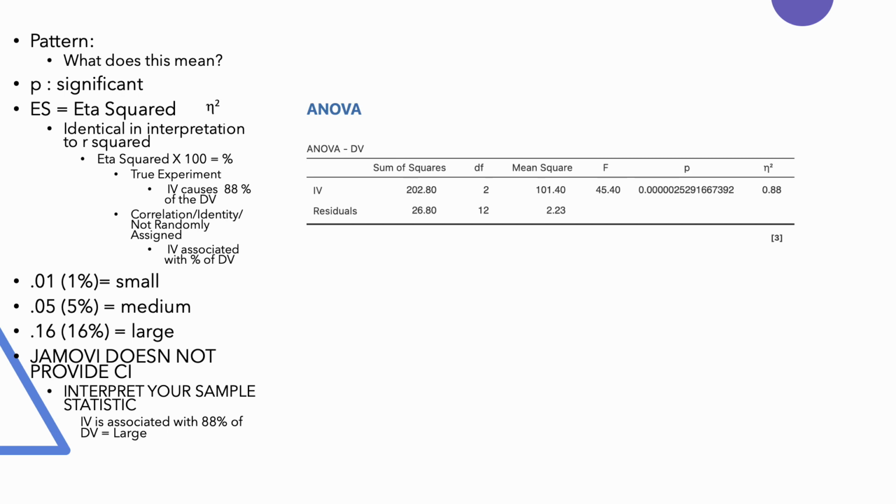Now, this also has small, medium, and large values. An eta squared of 0.01 or 1% is small, 0.05 or 5% is medium, 0.16 or 16% is large. Unfortunately, Jamovi does not provide a confidence interval for this statistic. So all you can say is that in your data, the effect appears to be large.